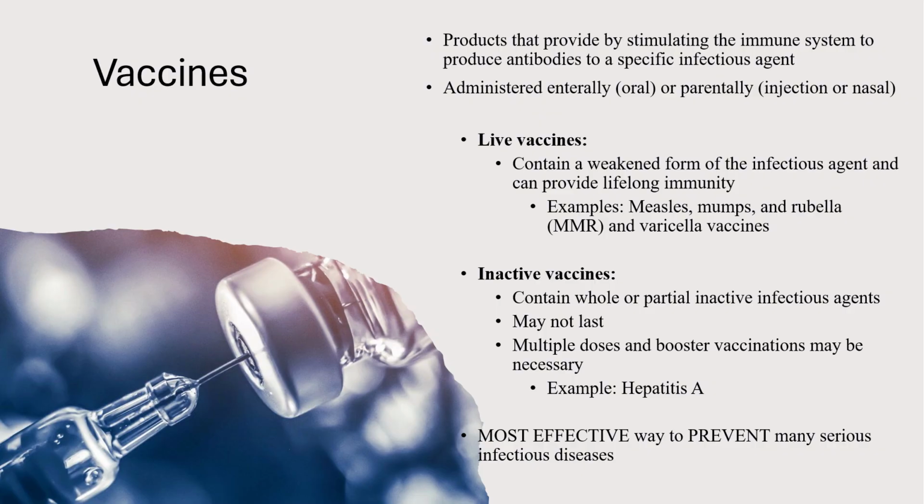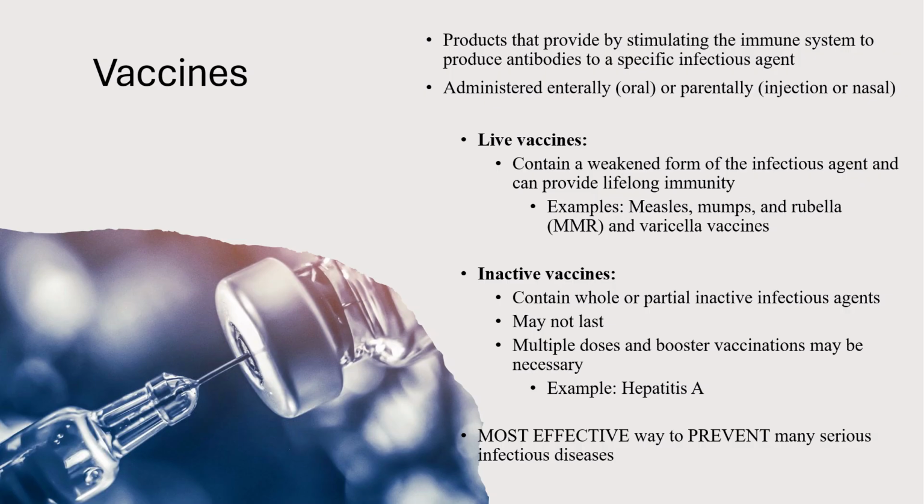So we know that active immunity is a form that can be gained by vaccination. Vaccines are a product to provide immunity by stimulating the immune system to produce antibodies to a specific infectious agent. They can be administered orally, through injection, or nasally. And the more similar a vaccine is to the infectious agent, the better the immune response to the vaccine. So there are 2 different types of vaccines. We have the live vaccine and the inactive vaccine.